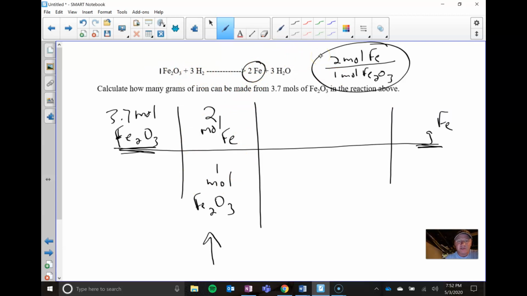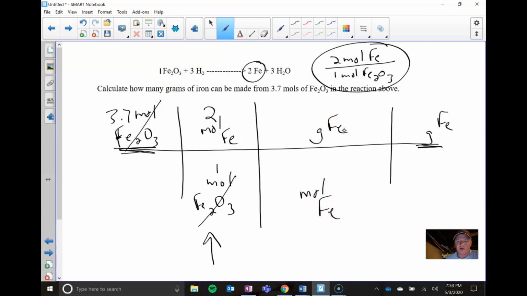Okay, so now if I were to stop the problem right here, moles of Fe2O3 cancels with moles of Fe2O3. And I am now in moles of Fe. I'm in that unit. Now, I don't need to stay there. Remember, what's my end goal? I'm trying to get to grams of iron. Okay, so right now, moles of iron is what I want to cancel. And I'm trying to get to grams of iron.